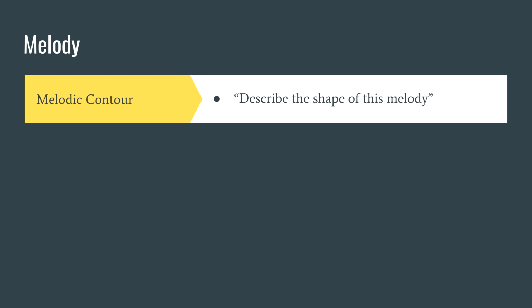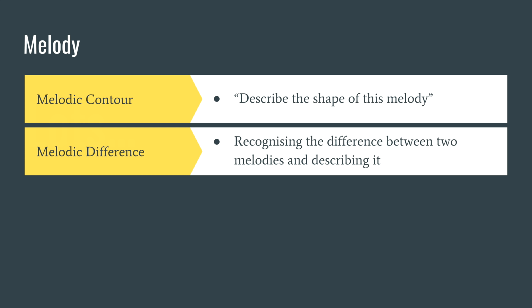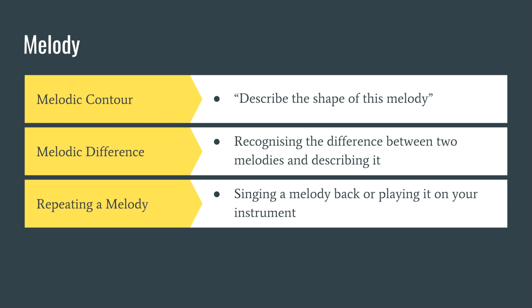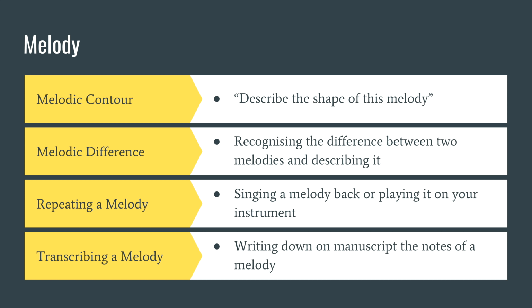Melody. Melodic contour is about the shape of a melody. If you hear something like that, the student would be asked to describe the shape of that melody. Essentially, it goes up, stays at the top for a while, turns, and then comes back down quickly. Might be a way that you describe it. Melodic difference, recognizing the difference between two melodies and describing it like we saw a second ago. Repeating a melody back, so this is like the pitch matching, but within a full melody.